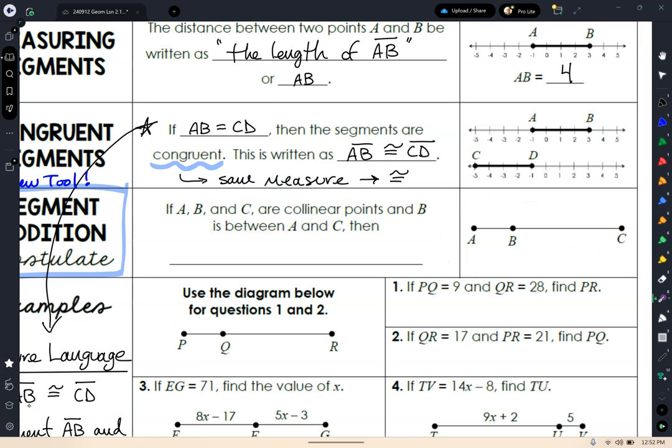So if A, B, and C are collinear, and catch this, B is in between A and C, then we can say something like this. We could say that the length of AB plus the length of BC is equal to the length of AC. Segment addition postulate.